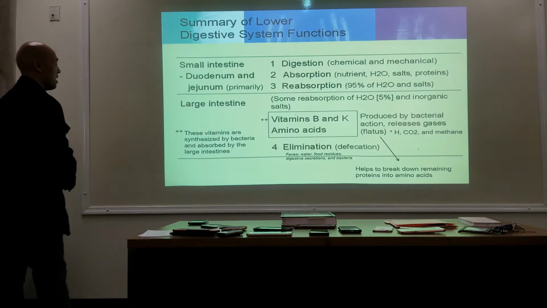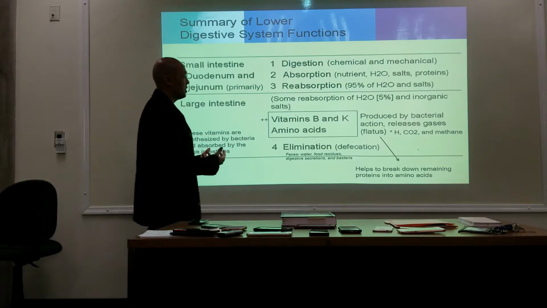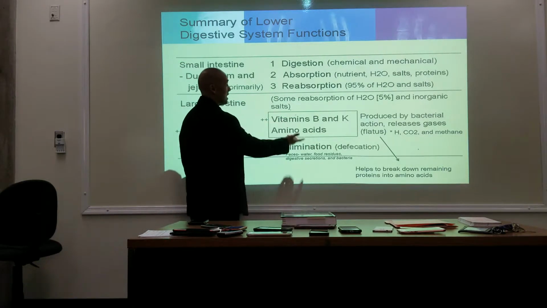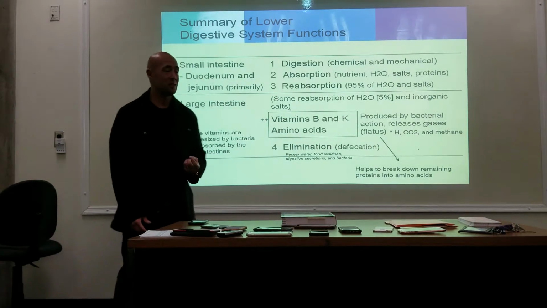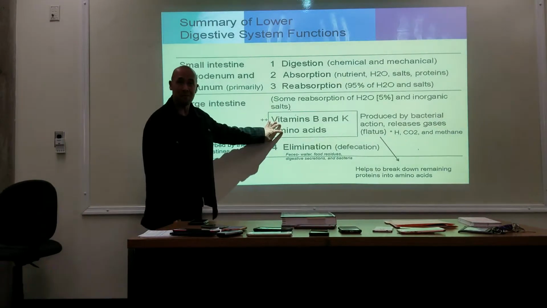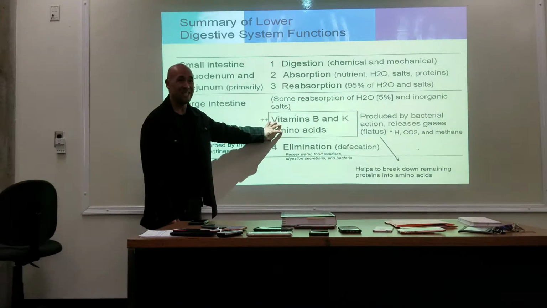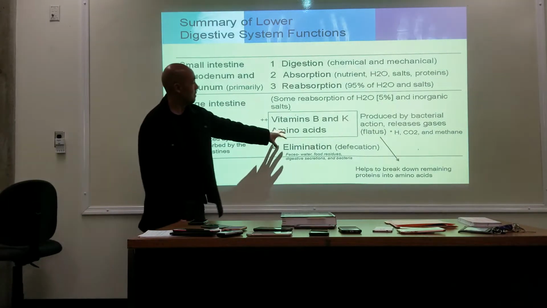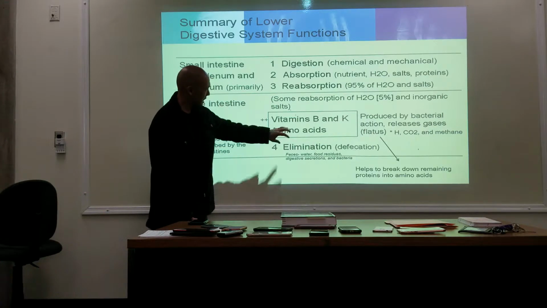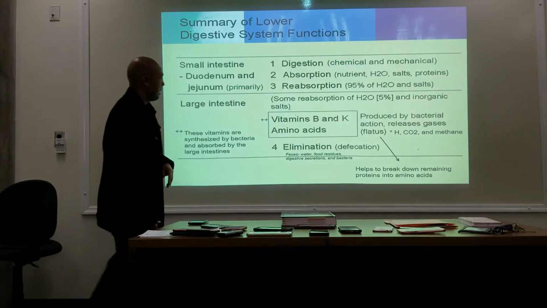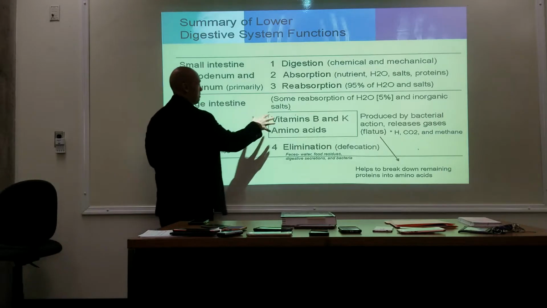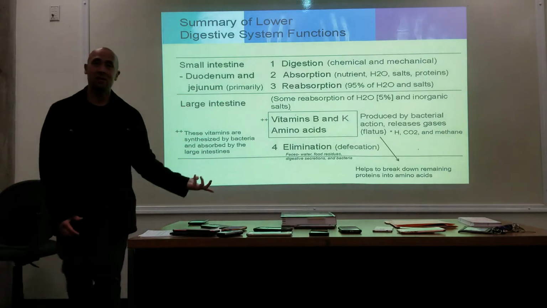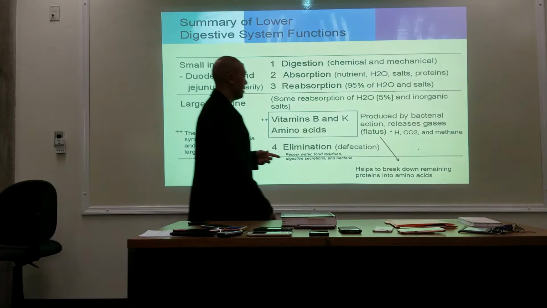Also, what's happening here in the large bowel is there are absorptions of vitamin B and K, and also some amino acids, but these are produced by the bacteria in your large intestine. So the bacteria produce these in the process of breaking down or eliminating any of the material, and they are absorbed. But also in the process of producing vitamin B, K, and other amino acids by the bacteria, it's also producing gas.